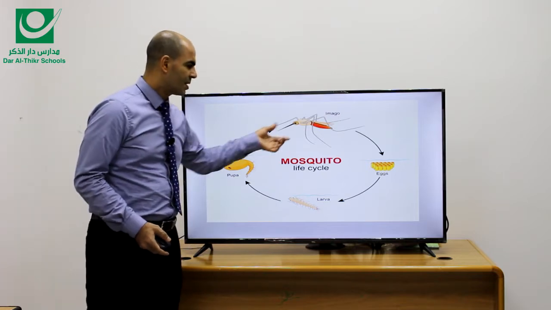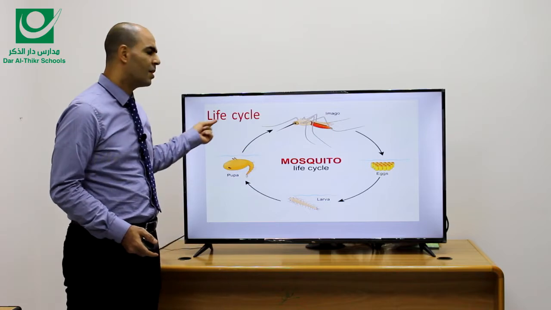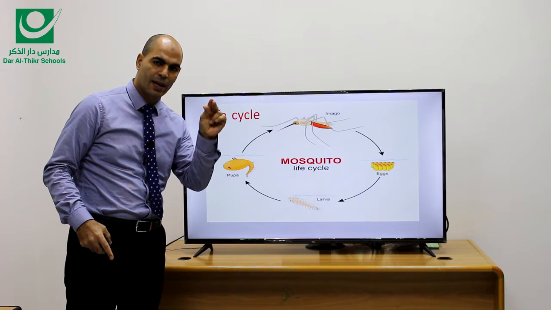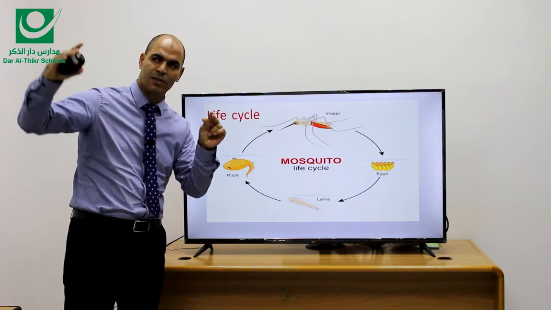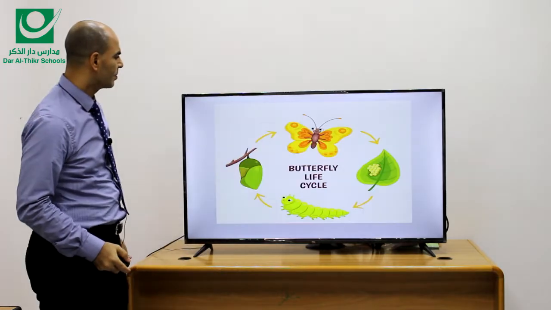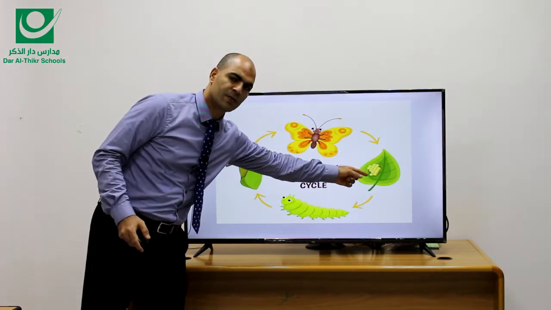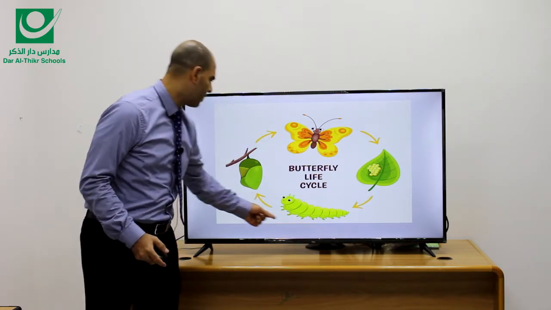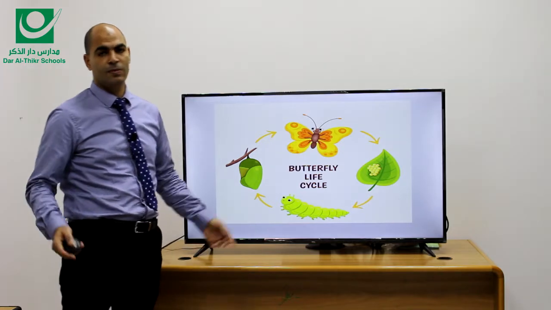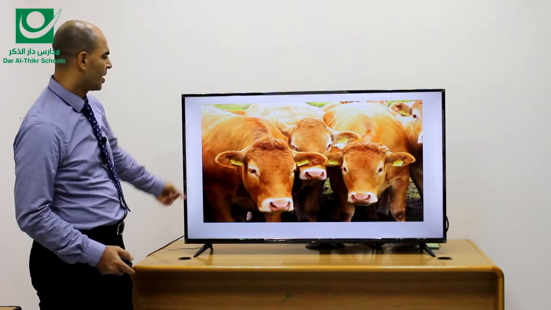You know, living things have life cycles. Life cycle, the cycle of life. An egg, so and so until it becomes an adult. Okay, here is the life cycle of the butterfly. It starts with the egg, becomes a larva, you see, and it turns into an adult butterfly. So this is a life cycle.